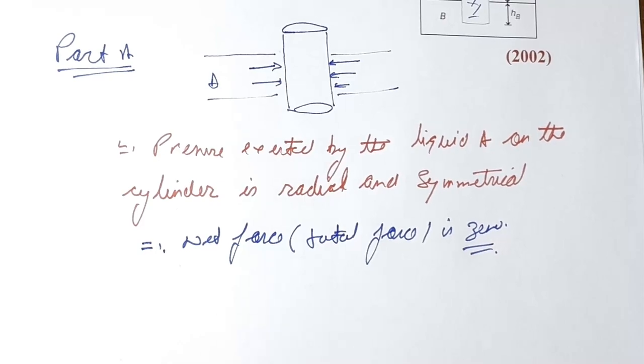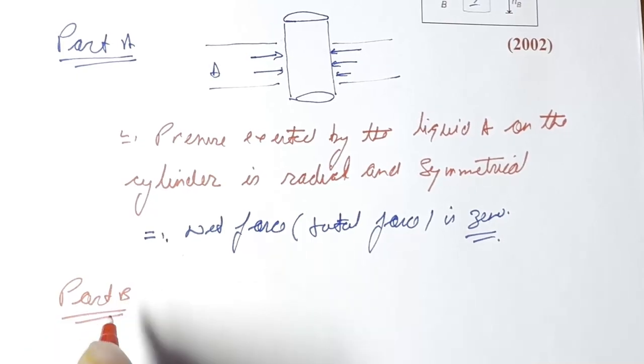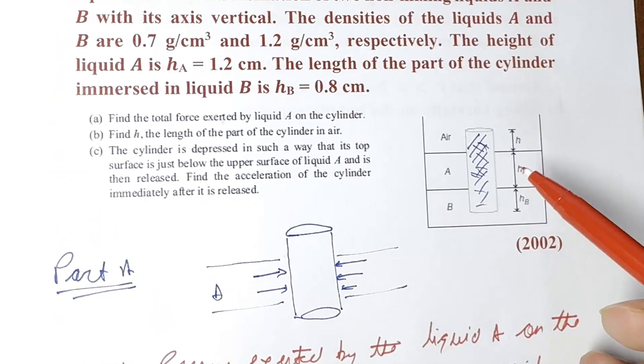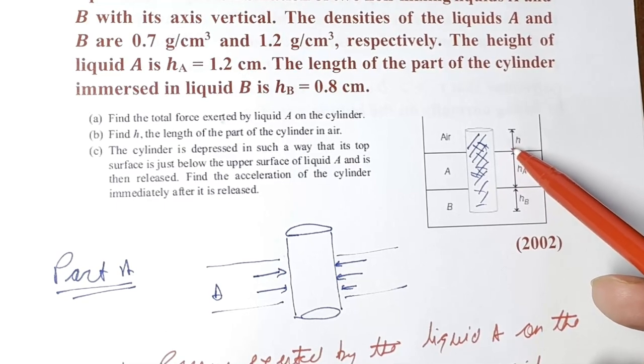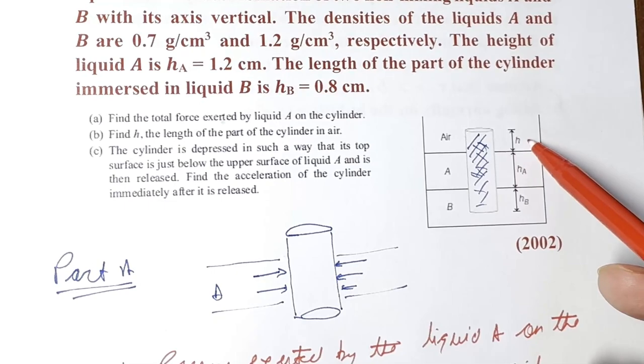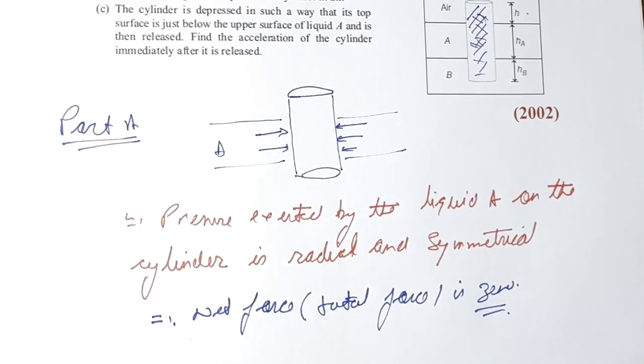And now let us solve for our part B. In part B, we are supposed to find out the height. Find H, the length of the part of the cylinder in the air. Okay, so we have to find out the value of this H. And it is given in the question that the cylinder is in equilibrium.